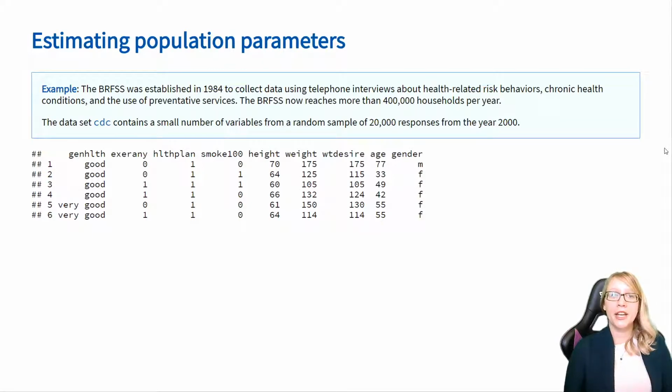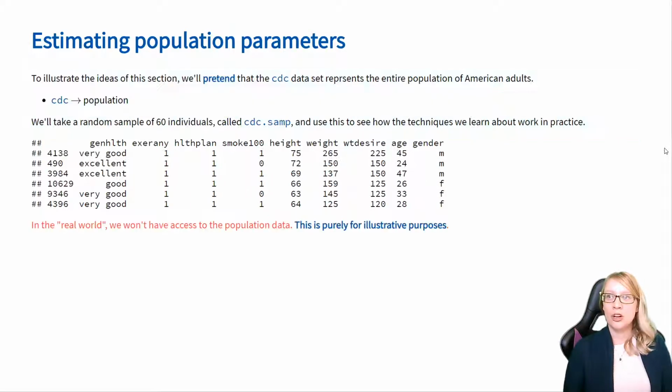The data set that we're looking at here is called the CDC data set. This data set contains a small number of variables from a random sample of 20,000 responses. So we're looking at a smaller subset from the year 2000. So this data is about 20 years old. We have information on general health of the respondent, whether or not they exercise, whether or not they have a general plan for maintaining their health, whether or not they've smoked at least 100 cigarettes, their height measured in inches, weight, their desired weight, their age, and their gender.